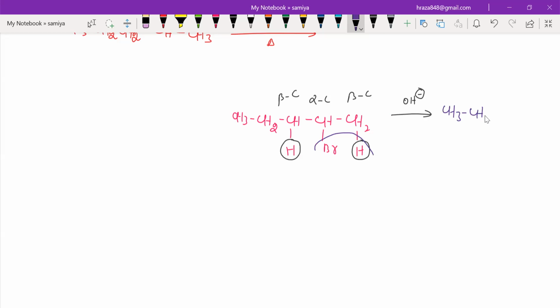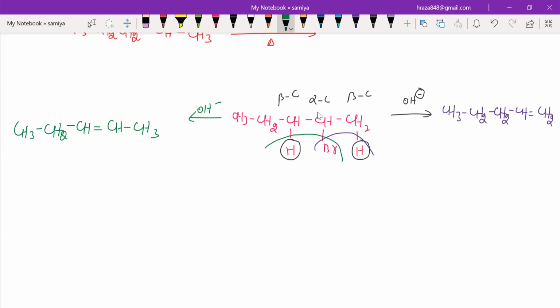So the product will be CH3, CH2, CH2, and then CH double bond CH2. Now the next possibility is removing this bromine with this beta hydrogen in the presence of OH minus. So what we will get is CH3, CH2, CH double bond CH, and then CH3. Now, can you tell me the name of these products? This is pent-1-ene, and this is pent-2-ene.